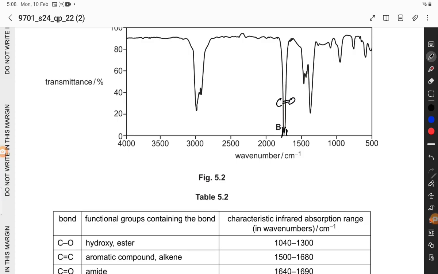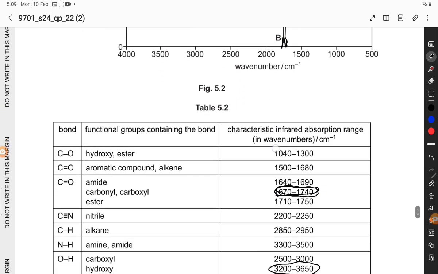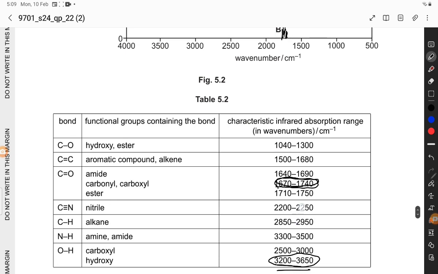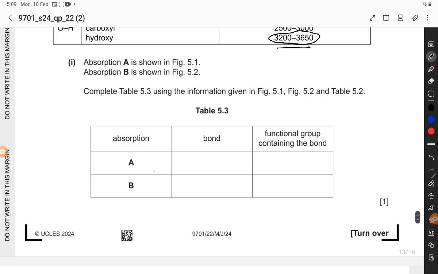B is the carbonyl peak because it is in between 1670 to 1740. So this is the carbonyl peak. So the A bond is the OH bond, hydroxyl, and this is the carbonyl peak.